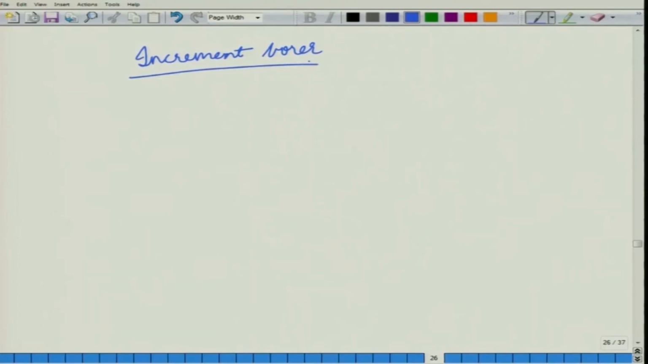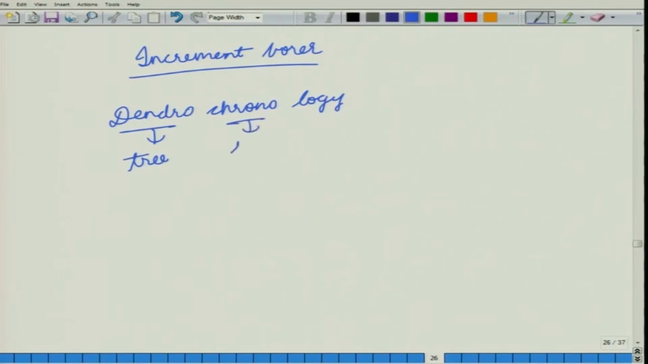Now, the increment borer is used for the collection of samples for dendrochronology. Dendro is tree, chrono is time, and logy is study. So, this is the science that deals with time as measured from tree growth rings.